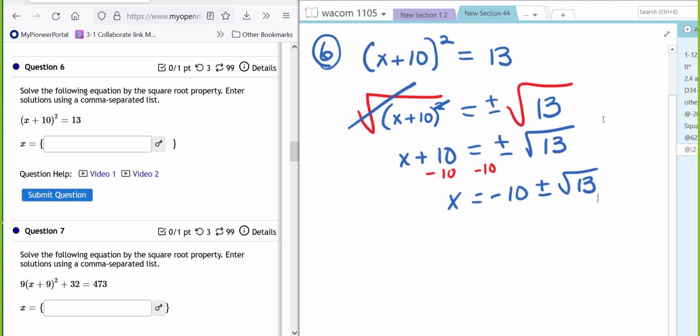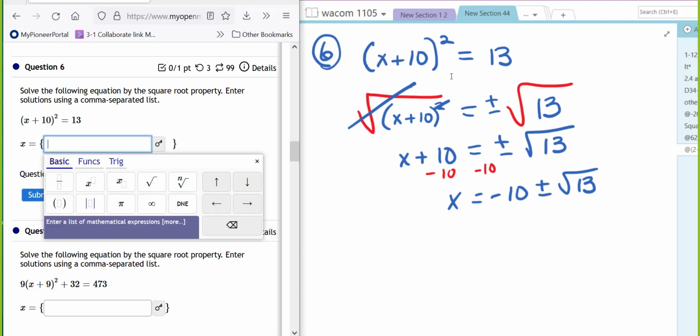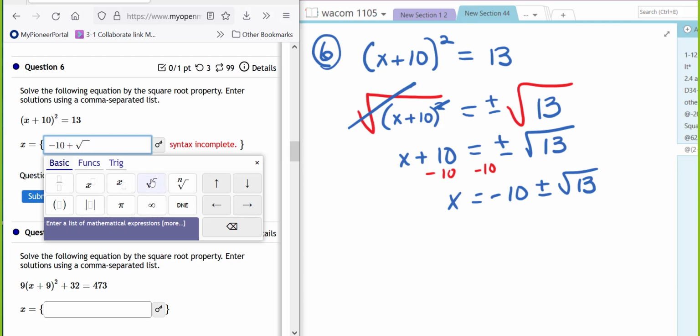So we can enter this one. You just have to separate it. So I'm going to do negative 10, and I would have to put the plus. You don't want that to just go right against the radical, because then it is multiplication.